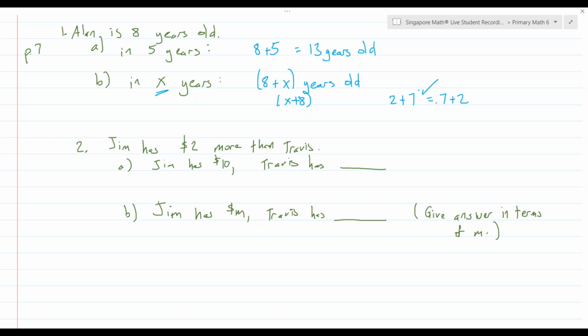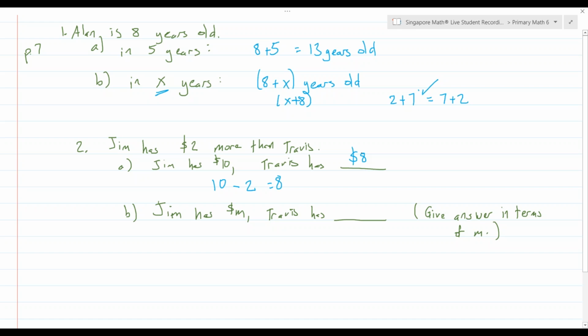Look at example number 2. Jim has $2 more than Travis. Part A says Jim has $10. Travis has how much money? Well, if Jim has more than Travis, if I start with Jim's dollars of 10 and I subtract the 2 that he has more than Travis, I get a smaller number, and that makes sense because if Jim has more, clearly Travis has less. So Travis has $8 if Jim has $10.